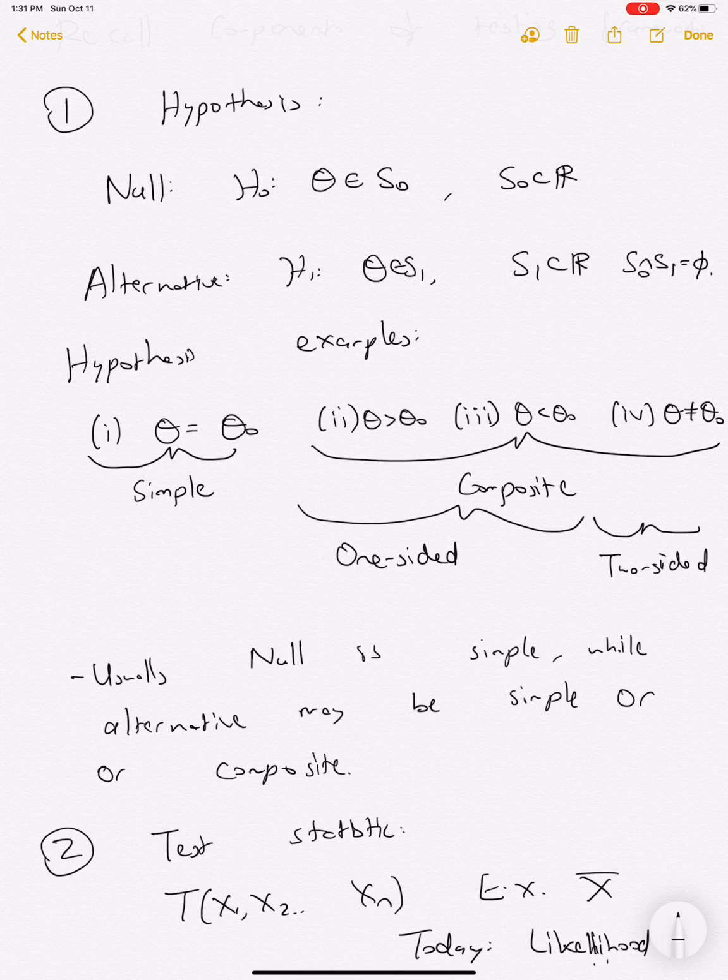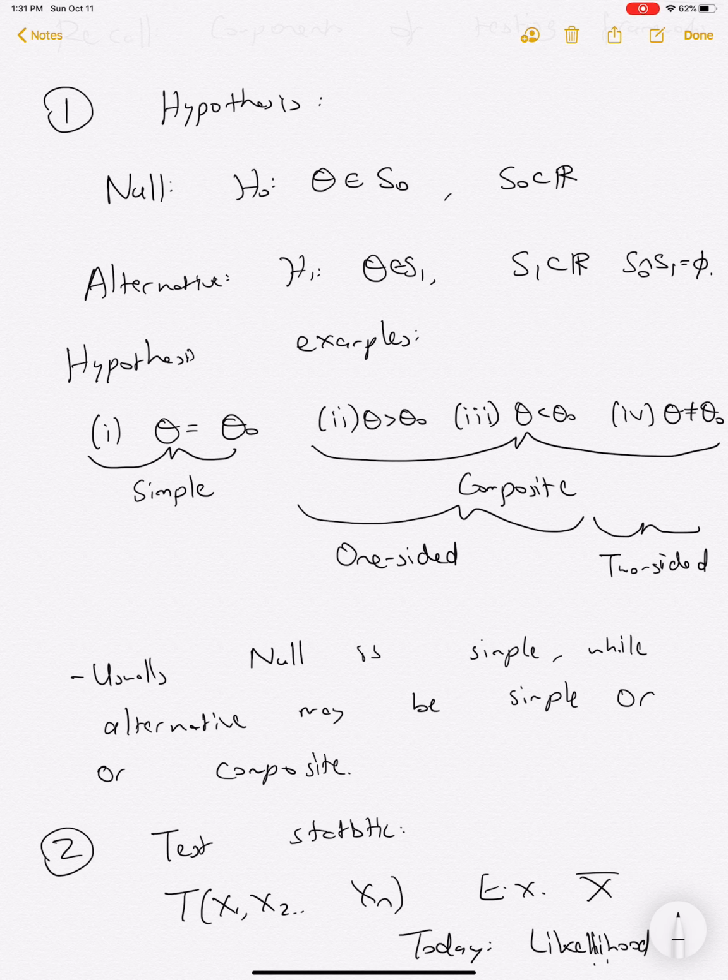And one thing to just point out is that in general, the null will often be a simple hypothesis, like we saw in the previous lecture, it was theta equals 0.5. While the alternative may be simple or composite. And we're going to see different examples of that. Today we'll focus mainly on the case where the alternative is a simple hypothesis, but we'll see that in reality, the alternative is usually composite, and so we'll go into that case a lot more in the next few lectures.